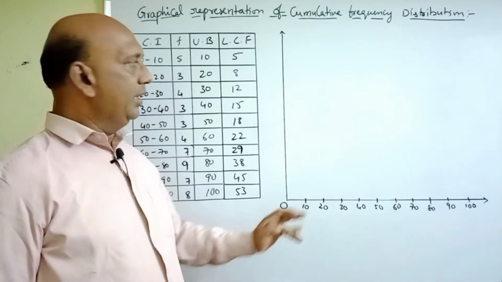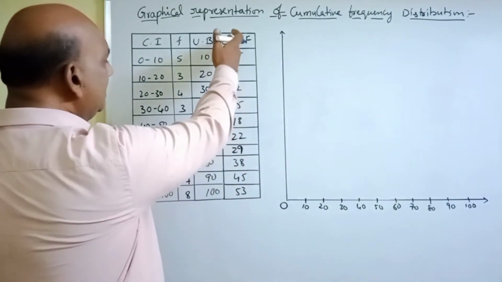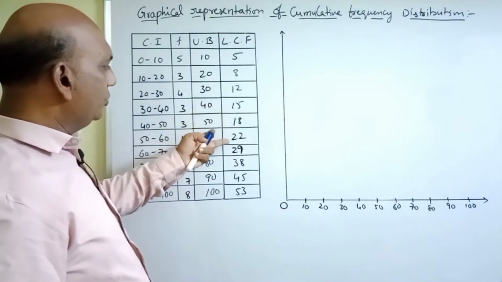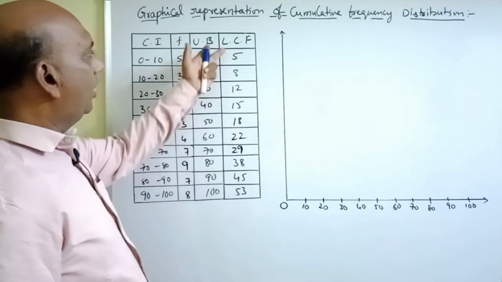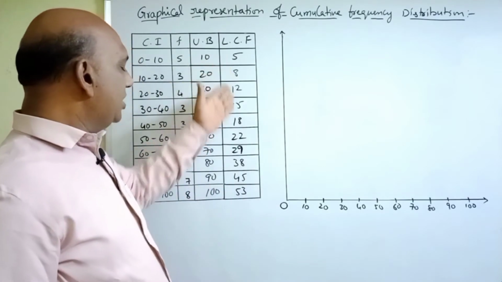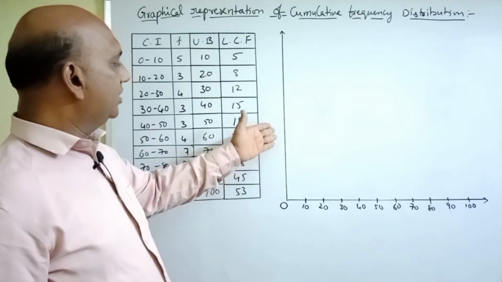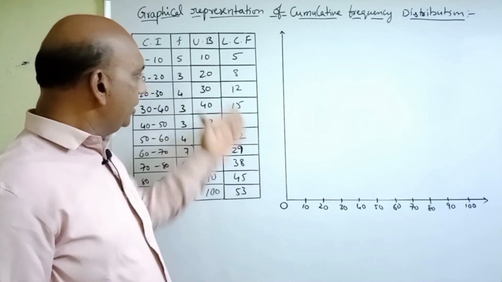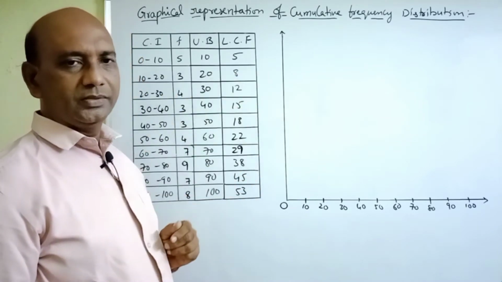And see these values 5, 8, 12, 15, 18, 22, 29, 38, 45, 53, all these are less than cumulative frequencies. So, these frequencies we must take on y-axis. The highest value is 53. That's why according to this, select the scale on y-axis.